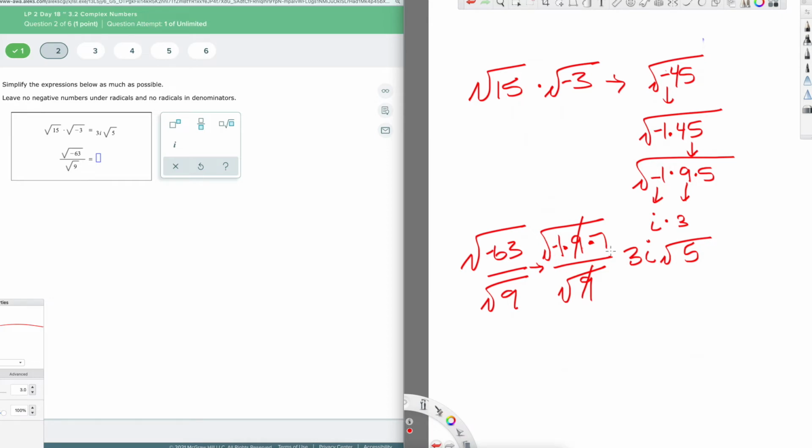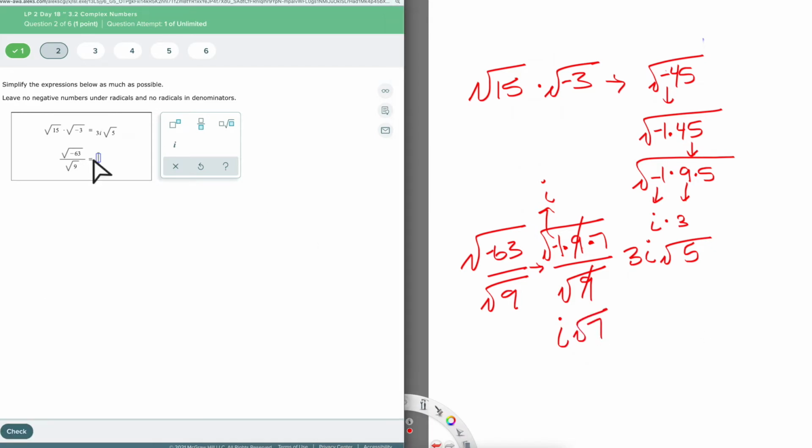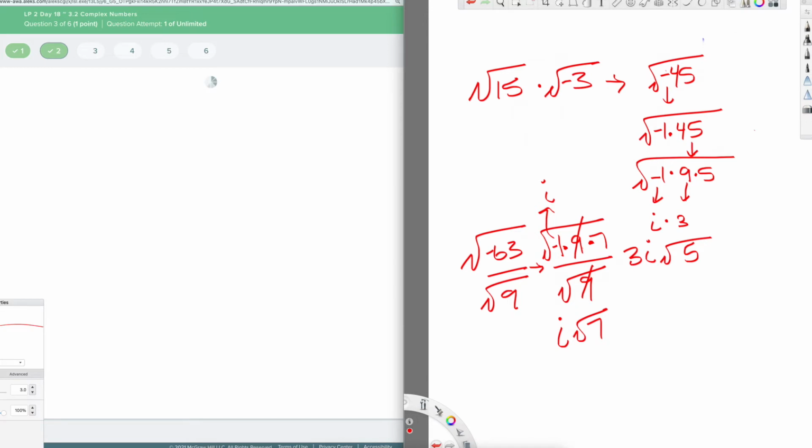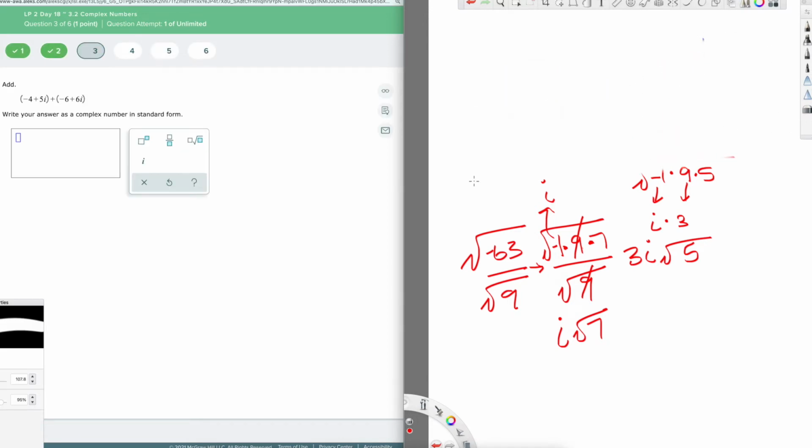7 doesn't have a square root, so that's going to be left over, but the square root of negative 1 is i. So I'm going to end up with i times the square root of 7. So i square root of 7. Check.